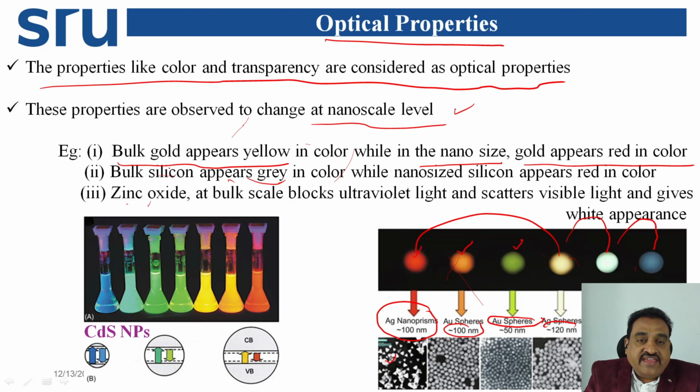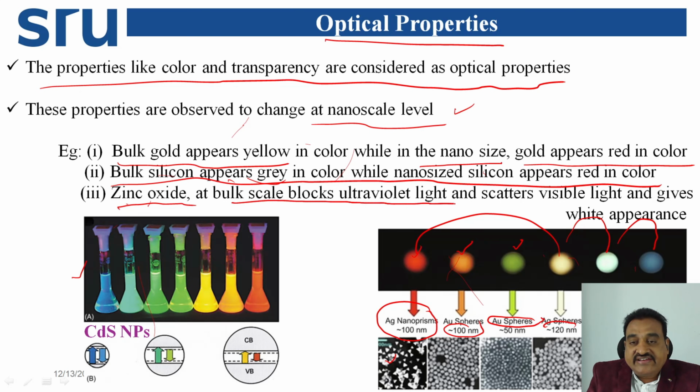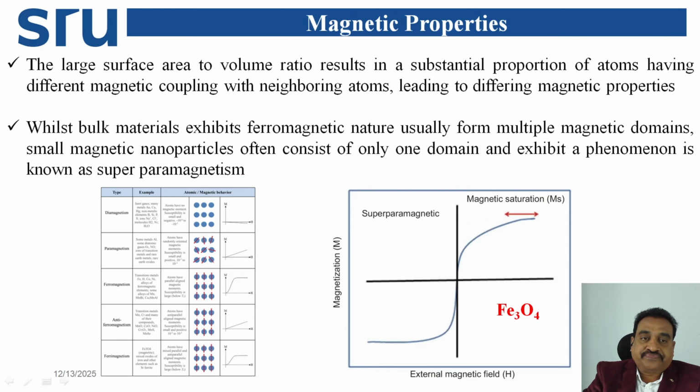Try to see cadmium sulfide nanoparticles in this figure. Bulk silicon appears gray in color, while nano-sized silicon appears red in color. Zinc oxide at a bulk scale blocks ultraviolet light and scatters visible light, giving a white appearance. So these are the optical properties.